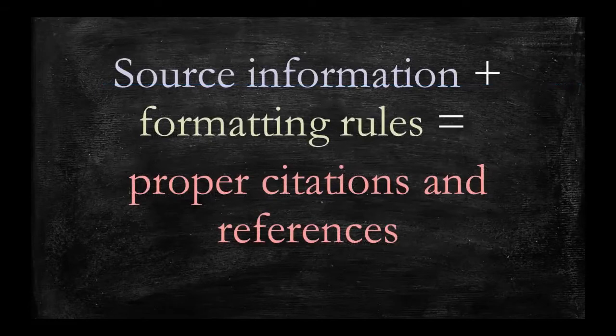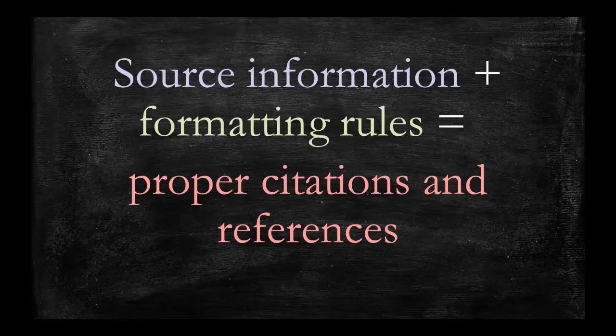Basically, when you're writing your citations, there are two things you need. One is the information about the source. So that's going to be things like the author's name, the title of the work, the publisher, the date of publication. That's the information that you get from the source. Then you have to combine that information with the formatting rules that are laid out by the citation format that you're using. And for this class, you're going to be using MLA format.